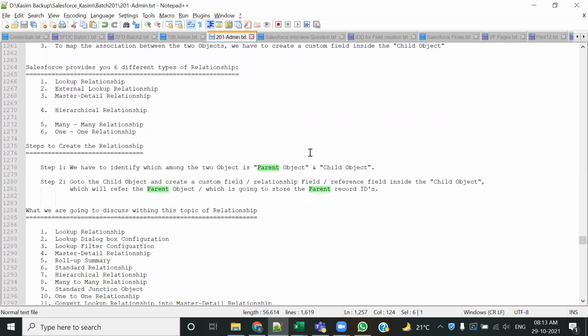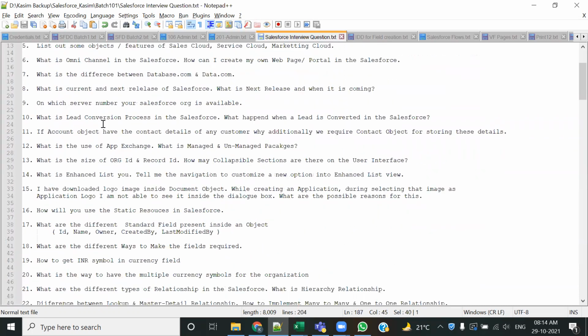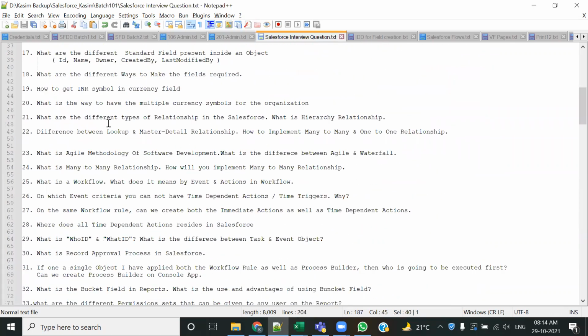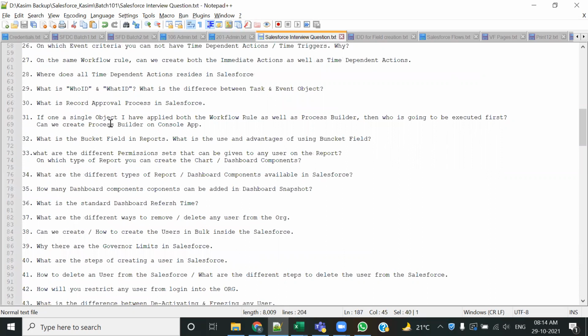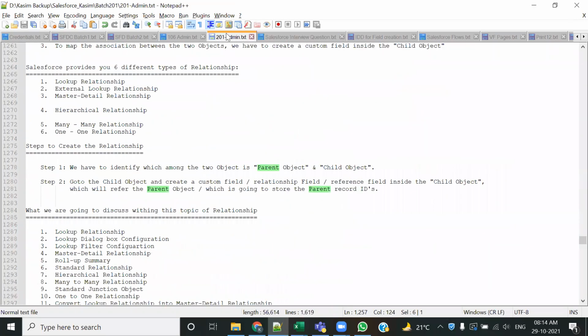Now let's come to this: how many different types of relationships are there in Salesforce? And this is one of the interview questions also. Let me show you that. How many different types of relationships are there in Salesforce? Let's understand. And whenever they ask you this question, what to say? Just give me 5 minutes more for that. I'll be back in 5 minutes.